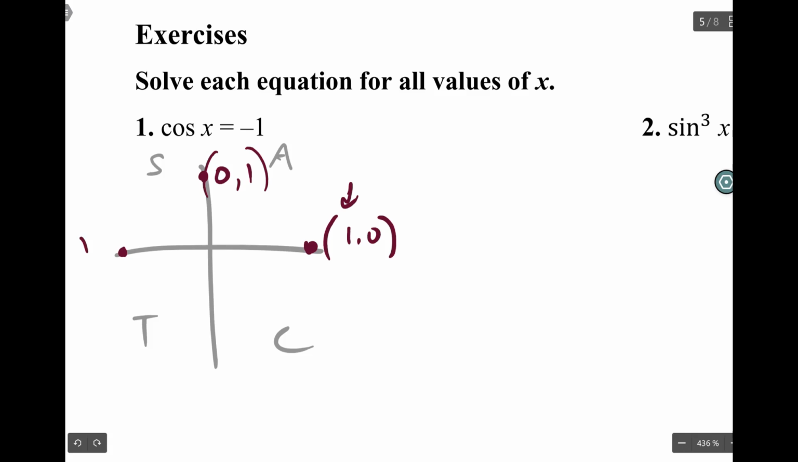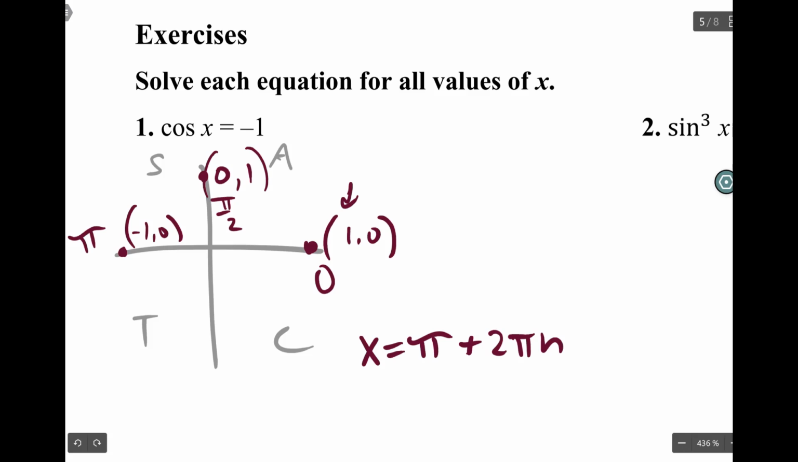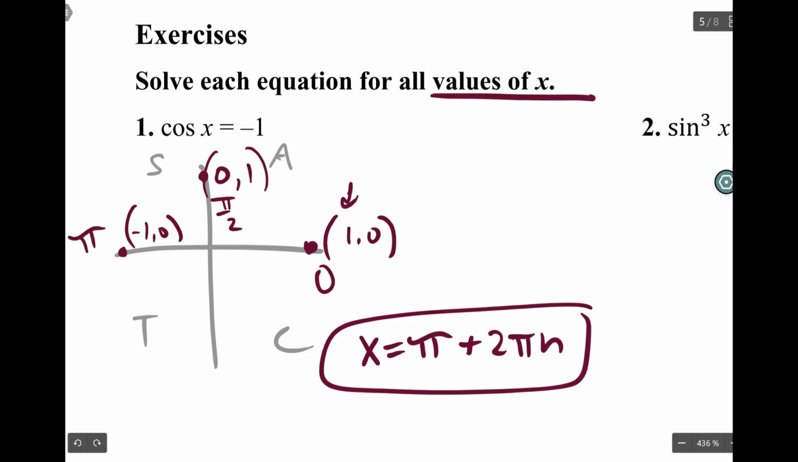What about here at pi? Right, because we tried 0, pi over 2, and pi. At pi we have (-1, 0). Hey, look, that's where cosine of x is equal to -1. So here my x is equal to pi plus 2 pi n, because we have to say for all values of x, aka plus 2 pi n.